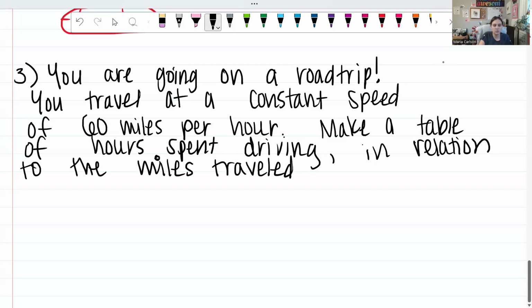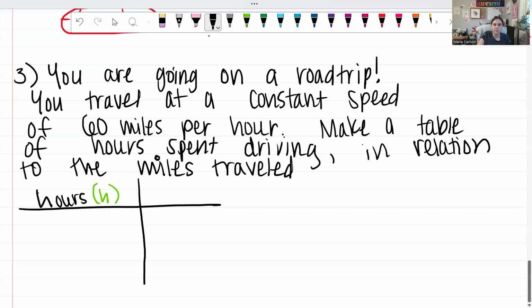Okay, so essentially what they're trying to have us do, we're going to create a table relating the hours spent driving. So I'm going to have that be H. That's our hours driving. And then if we've been driving how many hours, how many miles have we driven? How many miles have we traveled? So we will have that be M. So this is M of H, the miles in relation to the number of hours we have driven.